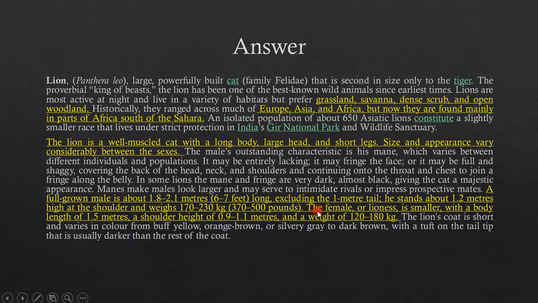The answer is the female, or lioness, is smaller with a body length of 1.5 meters, a shoulder height of 0.9 to 1.1 meters, and a weight of 120 to 180 kilograms. So those are the answers. I hope that you got all of them right.